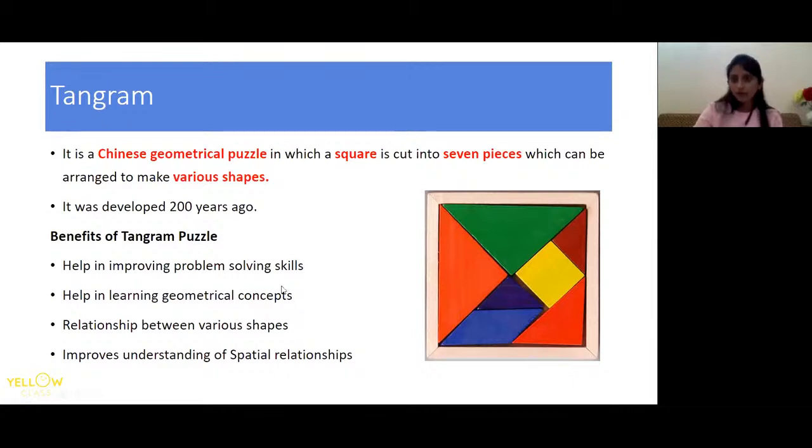And what are the benefits? I have already shared with you. It helps in problem solving skills. You learn a lot of geometrical concepts. You learn about a lot of shapes, like it has triangle, it has parallelogram, it has square also. Okay. And then you learn the relationship about various shapes, how you can align the various shapes. Okay, because when you align the shapes, then only you get one particular figure which you want to make. And it also improves the understanding of spatial relationships, that is, how you can move them and how you can place them.